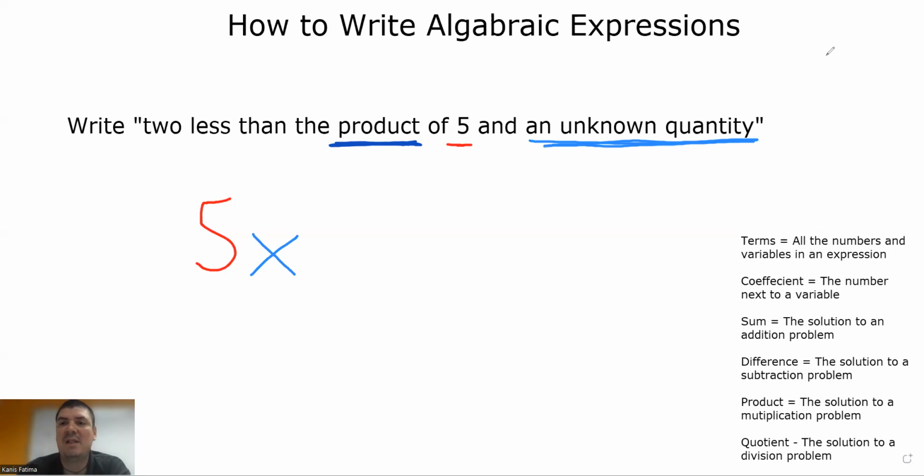Now, going back to the beginning of the problem, I see it says it's 2 less than the product of 5 and an unknown quantity. So 5x is my product of 5 and an unknown quantity. 2 less is telling me it's a subtraction problem. So I go 5x minus 2. So 2 less than the product of 5 and an unknown quantity would be 5x minus 2.